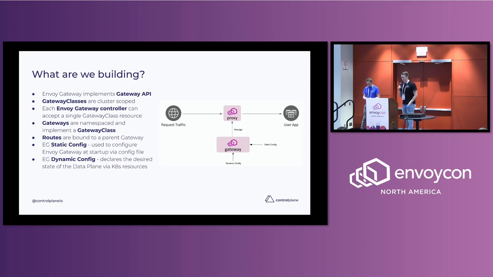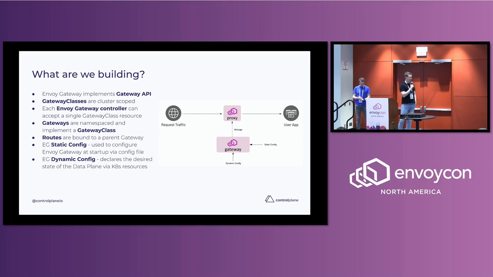But at its base level, Envoy Gateway implements Gateway API, where Gateway classes are cluster scoped resources that are intended to be managed by the infrastructure provider itself. And each Envoy Gateway controller will accept a single Gateway class resource. Gateways are intended to be namespace scoped, and they implement the gateway class itself, as I mentioned, as a templatized configuration. And routes are bound to a parent gateway and then provide downstream traffic to the services in different application namespaces for developers.